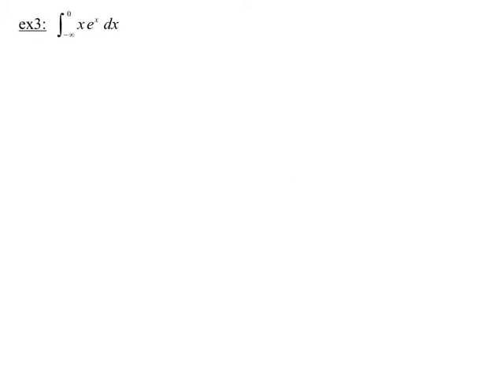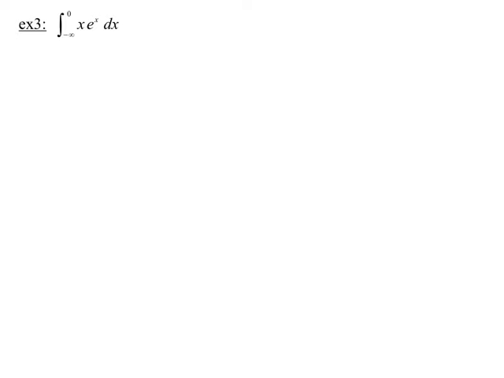Let's do another one. Let's take the integral from negative infinity to 0 of x e to the x dx. Our first step, again, because we have infinity for a bound, is to rewrite so that we do not have an infinity for a bound. So go ahead and do that. Try to work through the problem. I'm just going to throw up the solution pretty quickly.